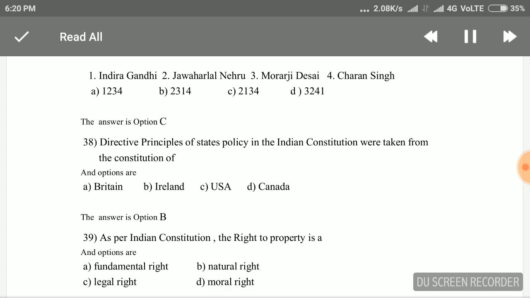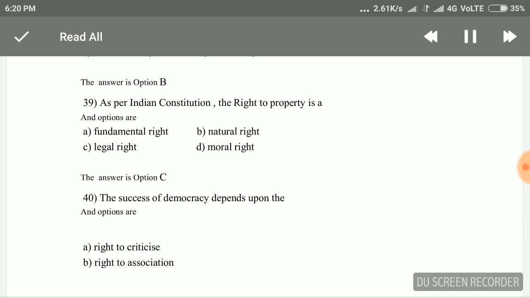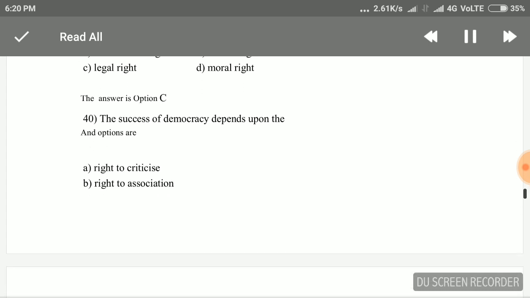39. As per Indian Constitution, the right to property is a. Options are A. Fundamental right. B. Natural right. C. Legal right. D. Moral right. The answer is option C.